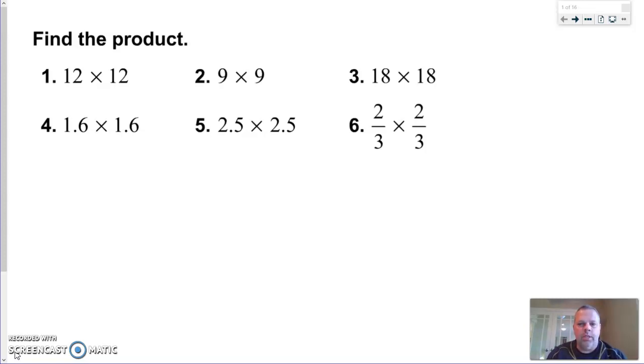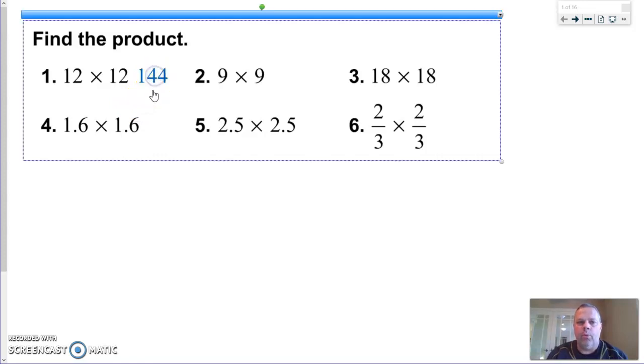This is lesson 14.1, which is on square roots. One of the things that we're going to talk about on square roots is multiplying things by itself. So in this beginning, you can see we've got some problems here. 12 times 12, 144. 9 times 9, 81. 18 times 18, 324. We can also do the same thing with decimals.